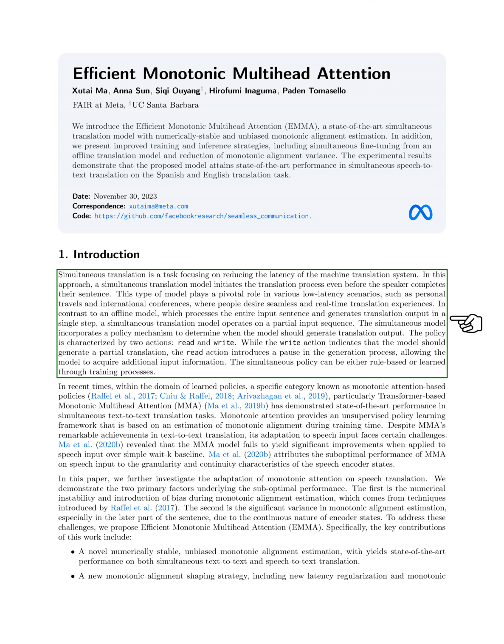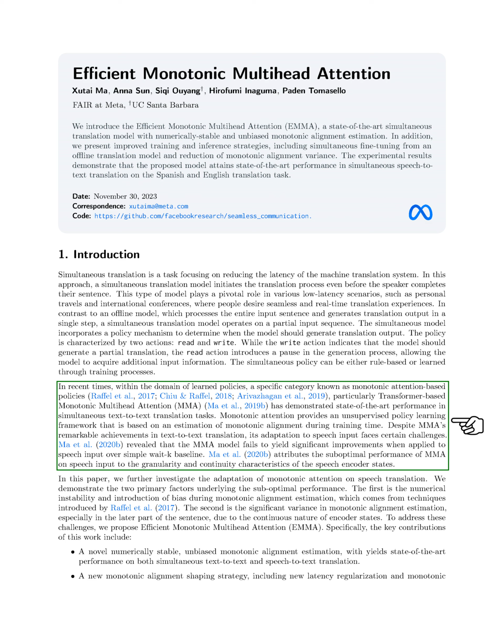Unlike offline models that translate a whole sentence in one go, simultaneous translation models work on parts of a sentence. They use a policy to decide when to start translating. This policy has two actions, read and write. Read means the model pauses to gather more information, while write means it starts translating. These policies can be rule-based or learned through training.